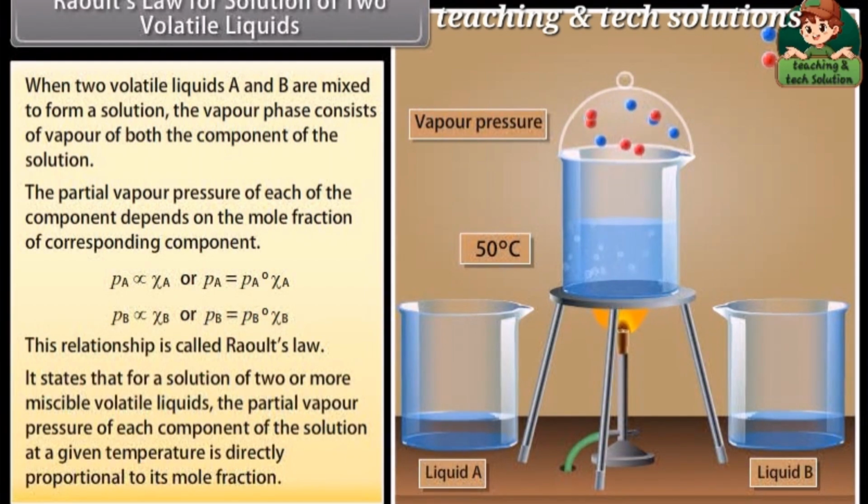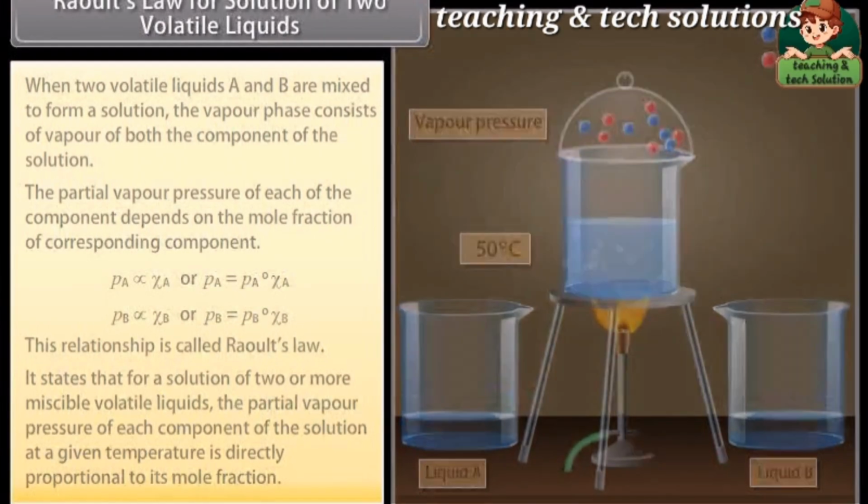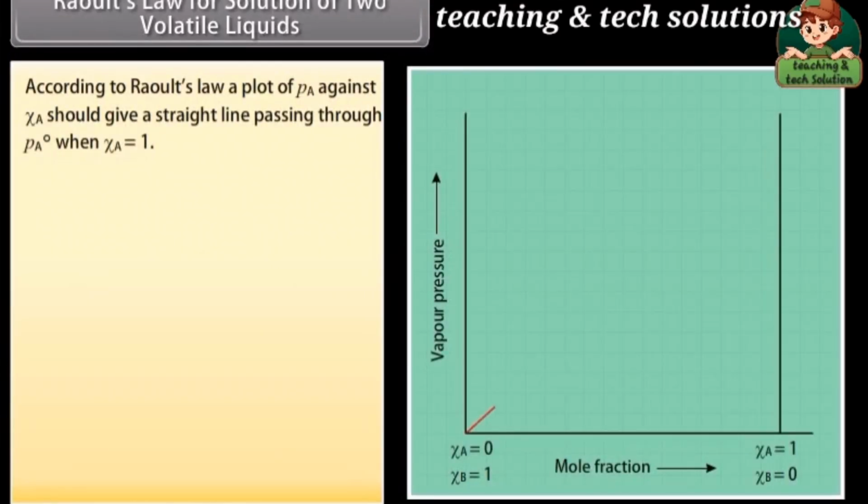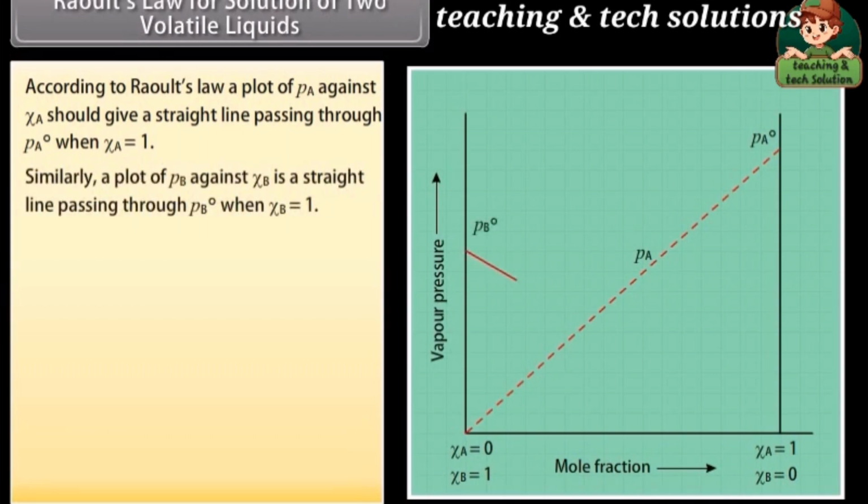It states that for a solution of two or more miscible volatile liquids, the partial vapor pressure of each component of the solution at a given temperature is directly proportional to its mole fraction. According to Raoult's law, a plot of PA against XA should give a straight line passing through P°A when XA is equal to 1. Similarly, a plot of PB against XB is a straight line passing through P°B when XB is equal to 1.